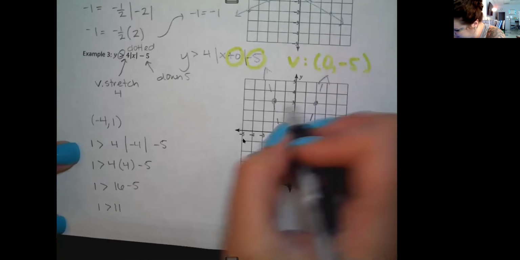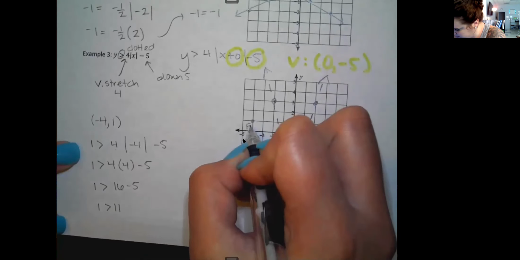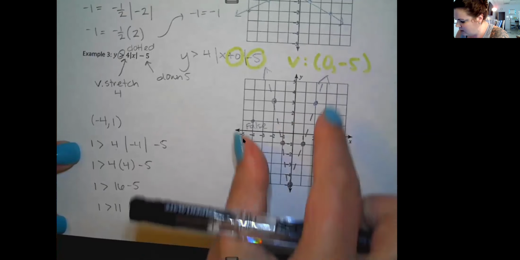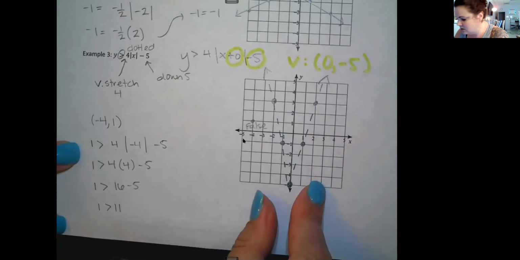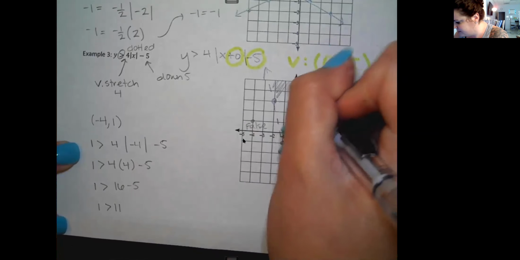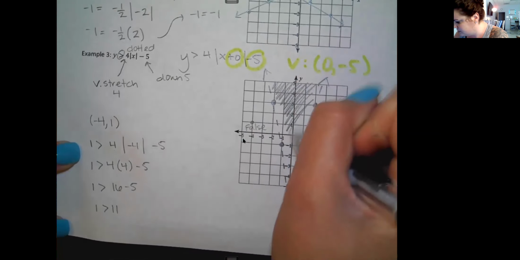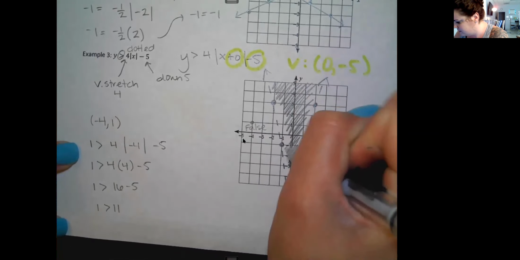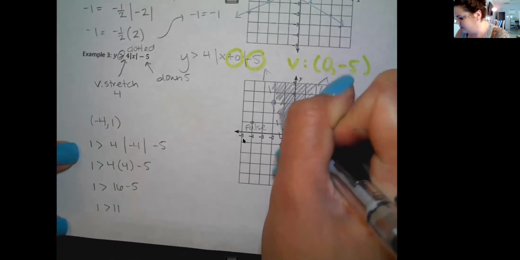Okay, so the point -4, 1 is over here. This is false. So that means that outside of the absolute value is false, which means that inside the absolute value is true. So that's where the shading goes, is right inside the absolute value graph.